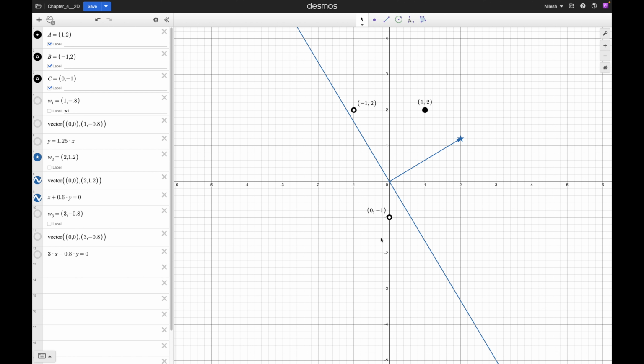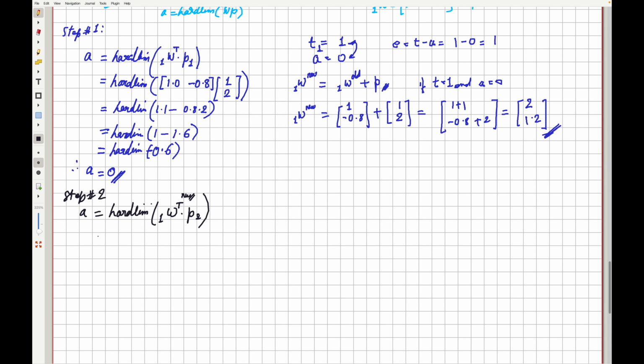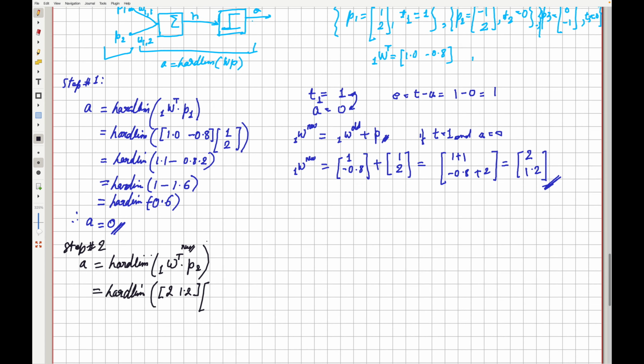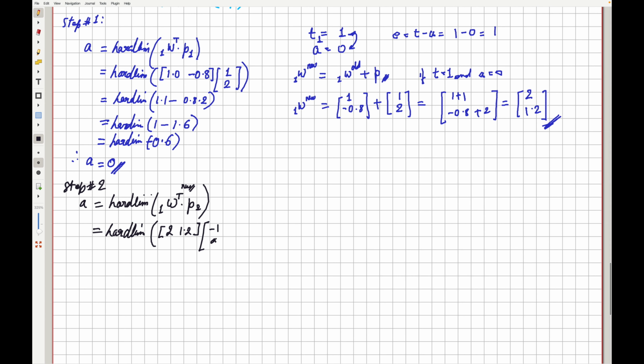And so again, it looks like it's not going to be the perfect decision boundary. We still are getting this classified as positive, where it should be negative. It should be a equal to 0. We already know that, but now we are going to calculate that and see what value of a we get. So we do that by simply plugging in the new values for w. This is transpose, so we convert the column to a row, 2, 1.2, and the value for p2 is minus 1, 2.